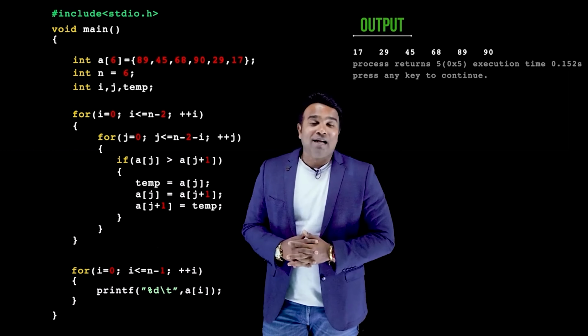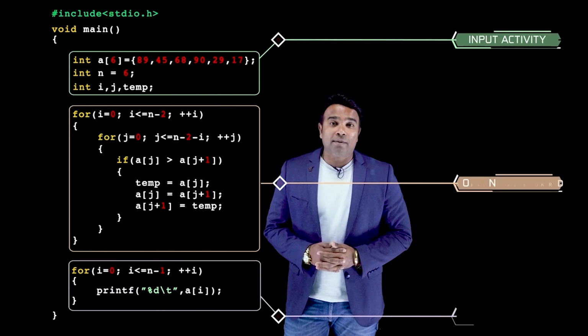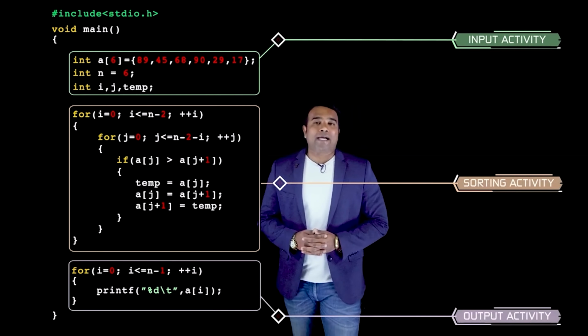So, I'm sure you've been able to understand as to how we can code bubSort using C language, but there are many more ways of coding the same program in C. Would you like to know them? Look at the way I have coded the main function. It is doing 3 activities: the input activity, the sorting activity, as well as the output activity.